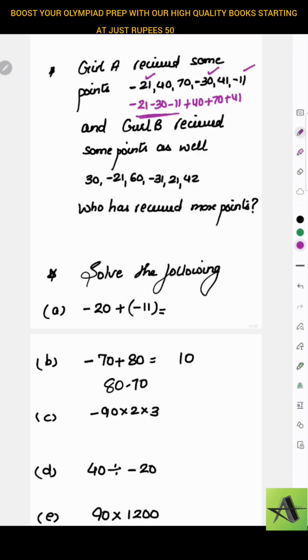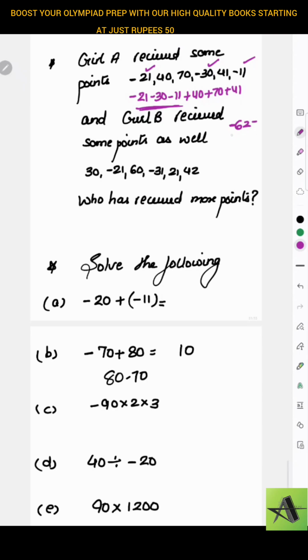If I add these negative numbers, that will give me negative 62. And the positive numbers will give me 151. So negative 62 plus 151 will give me 89. Now let me add these numbers.